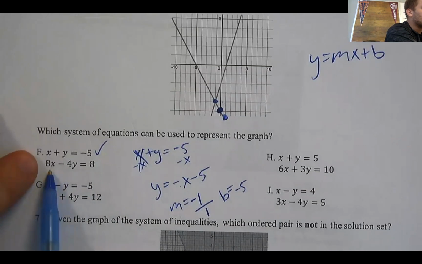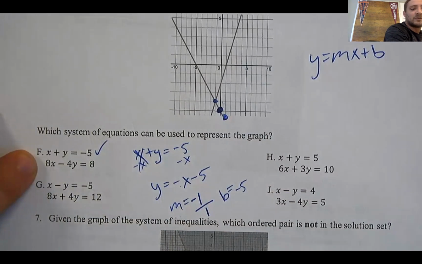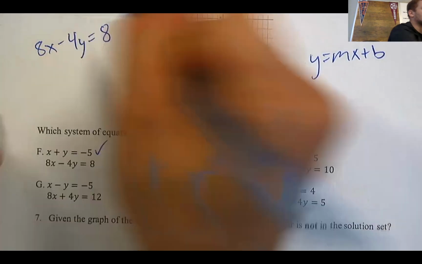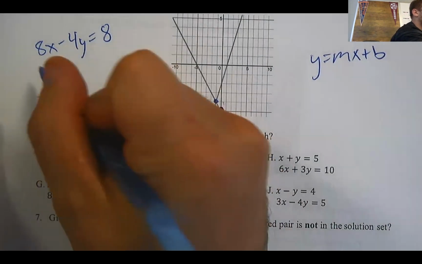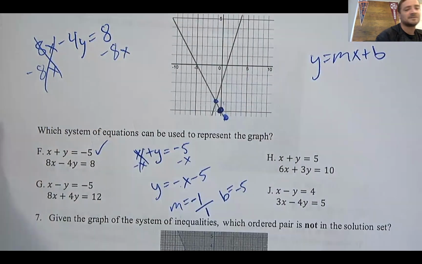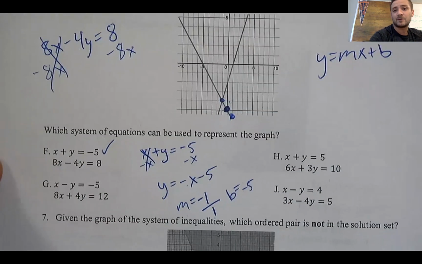Let's see if this second equation matches the second line that we have graphed. So 8x minus 4y equals 8. All right, subtract 8x from the left. If I subtract 8x from the left, I've got to take away 8x from the right.